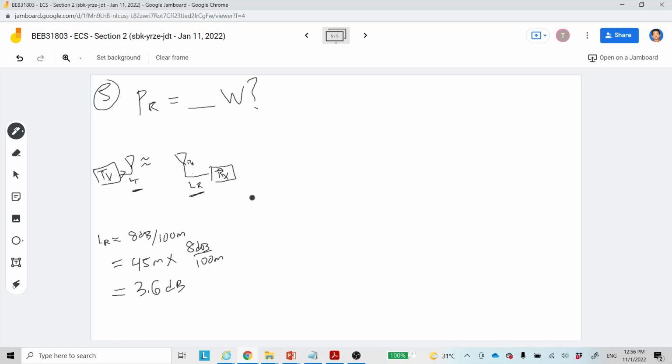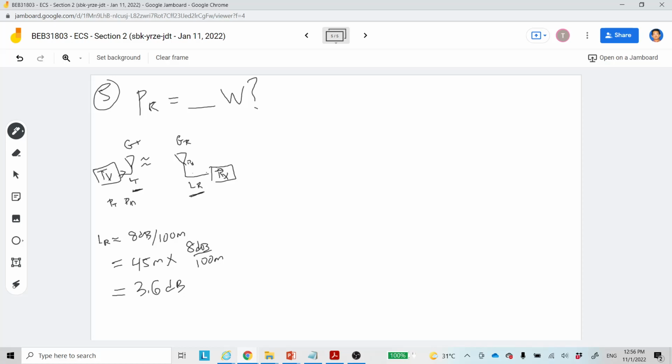What else? Tadi kita dah tahu nilai GT, kita dah tahu, kita tak tahu lagi berapakah nilai GR. Kita dah tahu nilai PT, we already know PT already known, P in already known, P out. Okay, tak apa. P in, PT kita dah tahu, P in kita dah tahu.